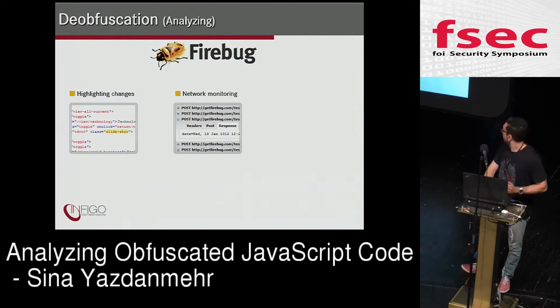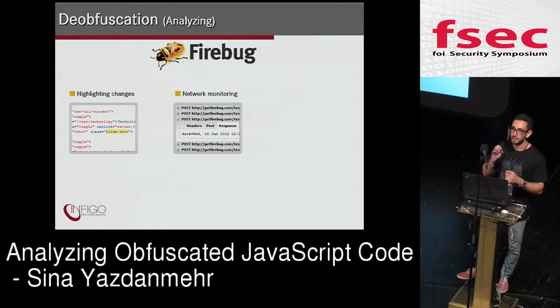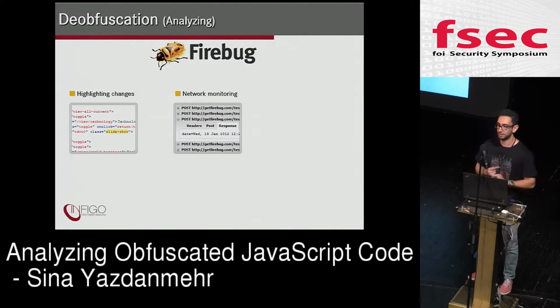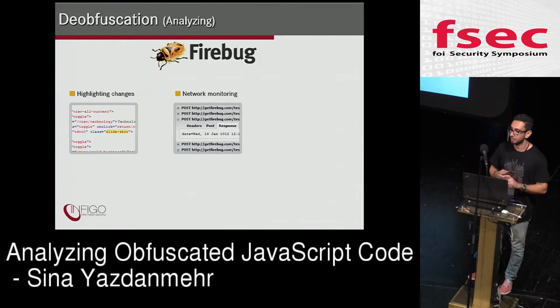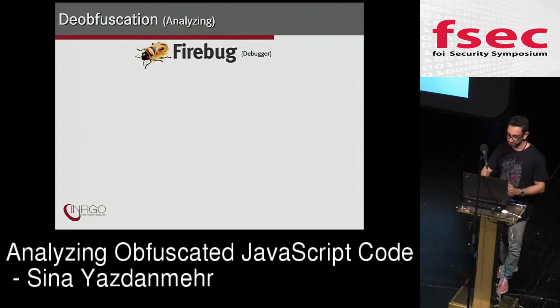Firebug has some advantages. For example, highlight change. If JavaScript or any other element makes a change in your DOM tree or in your HTML code, it automatically gets highlighted by Firebug. You can monitor your network communication of each type, for example, WebSocket communication, AJAX, or other types of communication. You have DOM exploration. You can easily explore your DOM tree, functions, and variables.